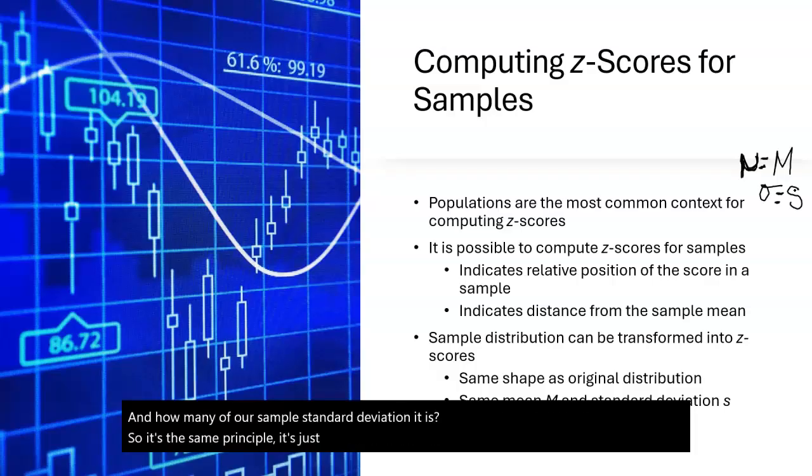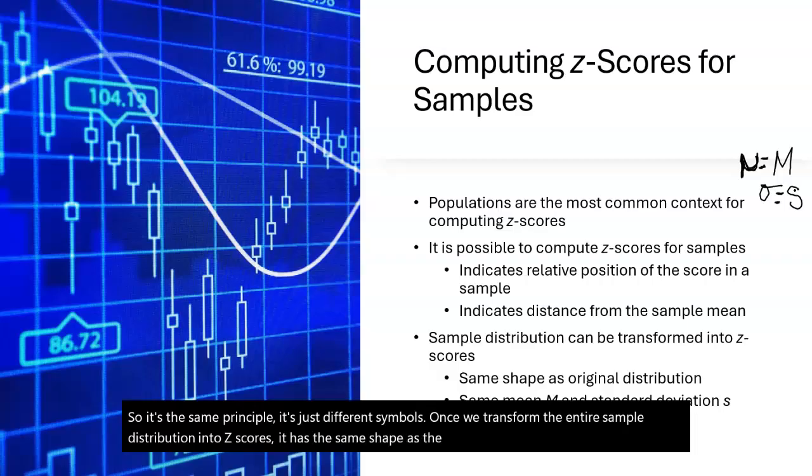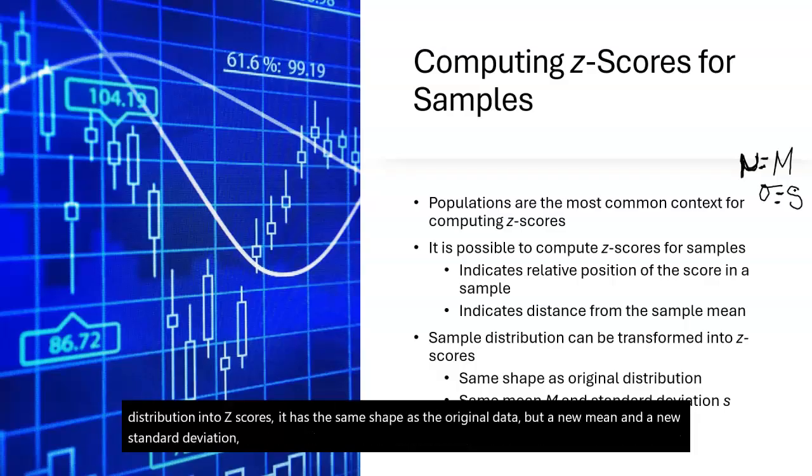Once we transform the entire sample distribution into z-scores, it has the same shape as the original data, but a new mean and a new standard deviation. The difference is that we are using our M and our S instead of the population mean and the population standard deviation.